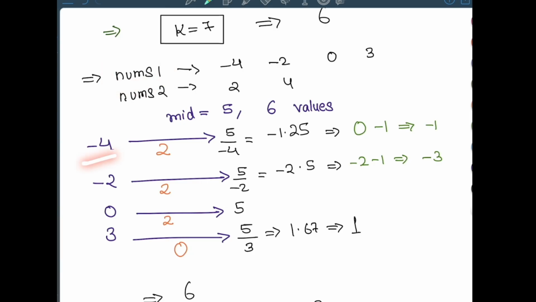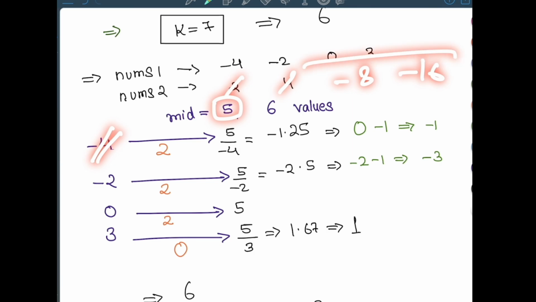This is going to fetch -4, -2, 0, then 3, right? Now, when the value is -4, we know that there are two products less than or equal to 5. Because -4 multiplied by 2 is -8, and -4 multiplied by 4 is -16. Both are less than or equal to 5.